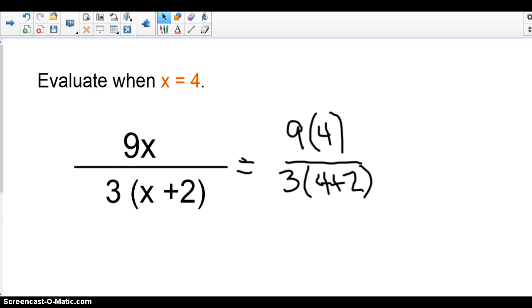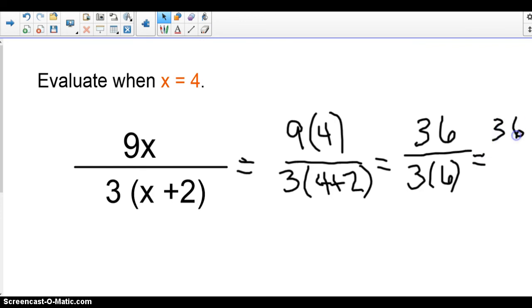So looking at this problem, when you evaluate this, we've got a multiplication problem as your numerator, 9 times 4, which is 36. I'm going to go ahead and do that. And on the denominator, we have a set of parentheses where we need to work that out first. And so we know that 4 plus 2 is equal to 6. So I'm just going to put that into parentheses there. Continuing with the problem, we've got 36 as your numerator. 3 times 6 is 18. And I ran out of room there, but I'm going to write this down below. 36 divided by 18 is equal to 2.